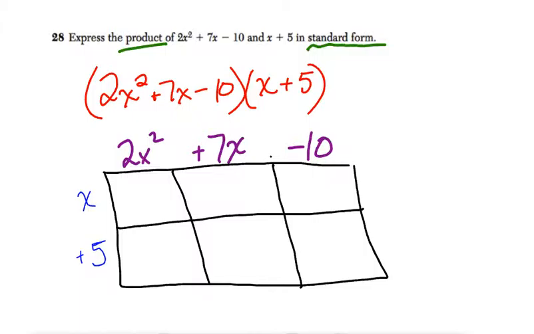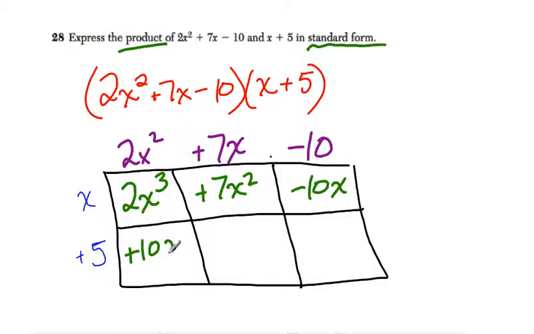And now, to fill in what goes inside, we're going to multiply. So I'm going to multiply 2x squared times x. I'm basically finding, conceptually, the area of each box here. So this is 2x cubed. I'm adding exponents. This is going to be 7x squared. This is going to be negative 10x. This is going to be 10x squared. Notice I'm including the sign with each of these just to be careful. This is going to be 35x. And this is going to be negative 50.